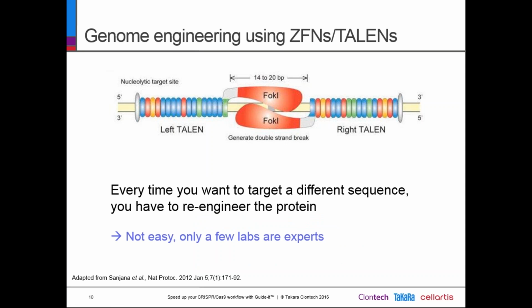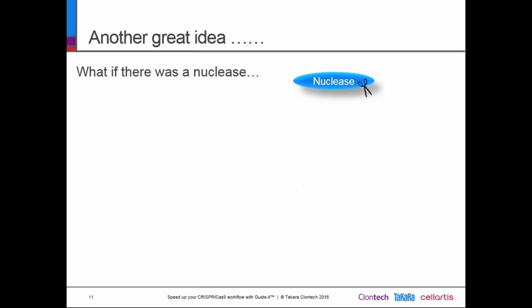However, when using zinc finger nucleases and TALENs, there is one major restriction, because these enzymes use a protein domain to recognize the target site in the genomic DNA. So, this means that each time you want to target a different genomic sequence, you would have to re-engineer the whole protein. And this is quite tricky, and not all labs are experts.